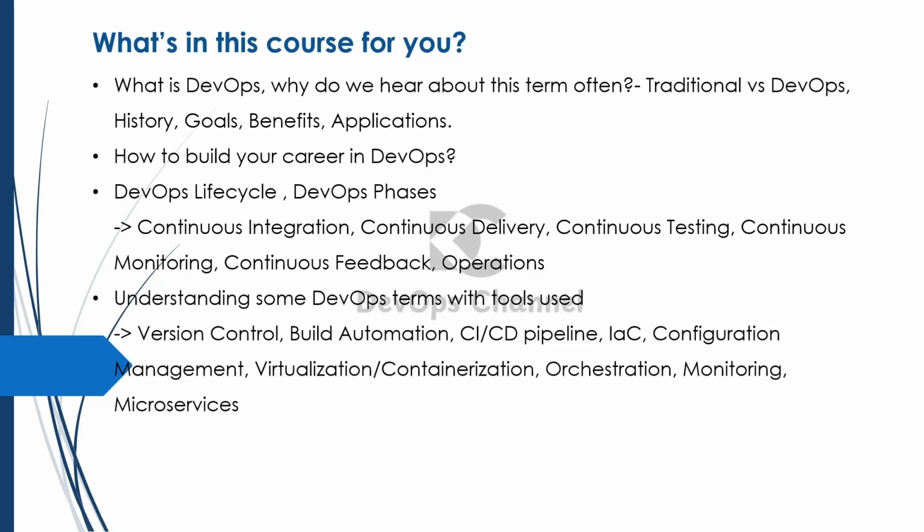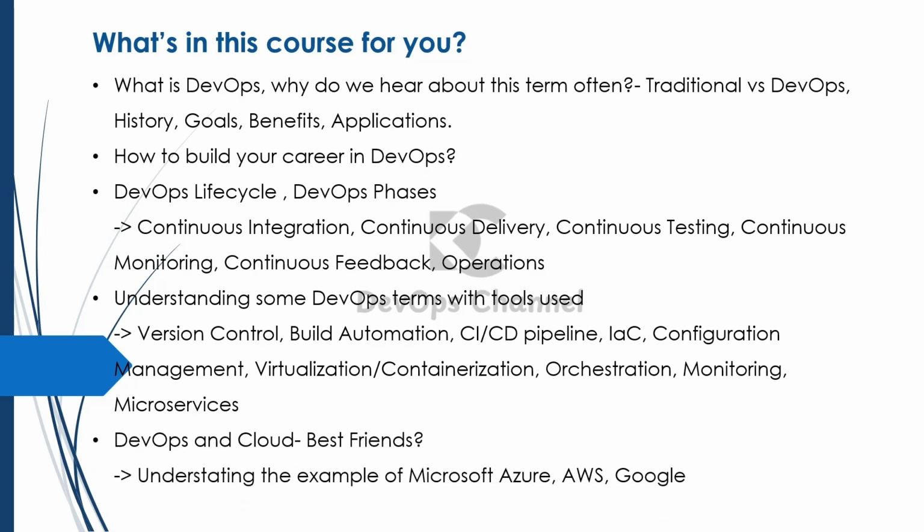In the next, you will learn about some common DevOps terms with the tools used. So you will learn about version controlling, build automation, CI/CD pipeline, infrastructure as code, configuration management, virtualization, then containerization, orchestration, monitoring, and microservices. Along with their tools, what tools are used with them.